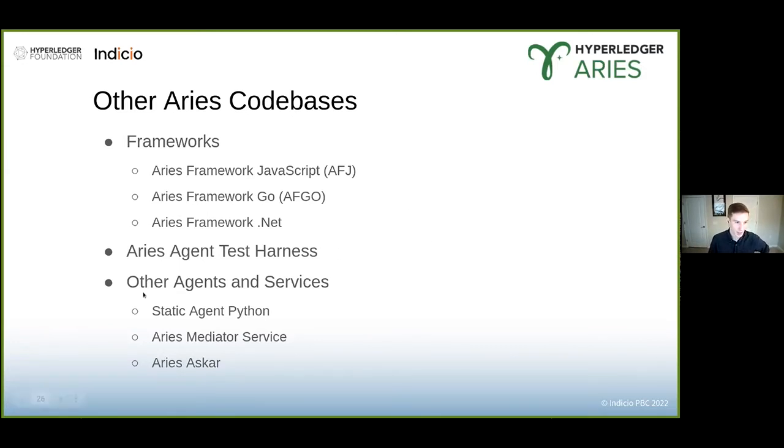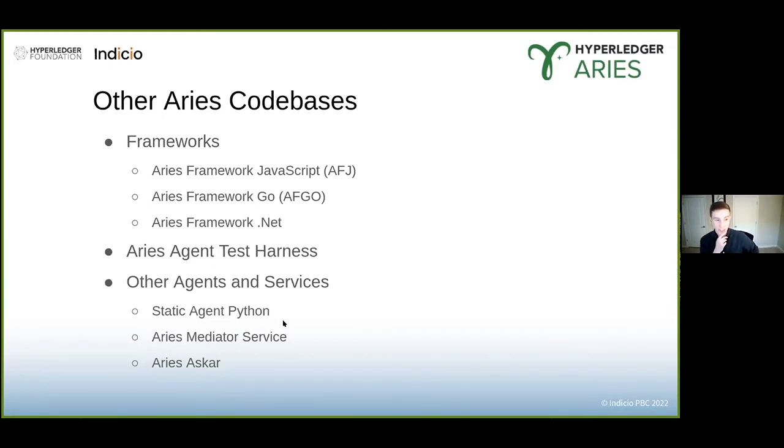Let's see. Other Aries agents and services that we have: the static agent Python library. I am particularly fond of this one. I'm the original author and maintainer of the static agent Python library. It holds a little bit of a unique place within the Hyperledger Aries ecosystem in that it is, I think, the only library purpose-built for static agents. So it's especially lightweight, but quite useful. We use it for testing other agents all the time, but we've also used it for proxy mediator service and in other contexts as well.